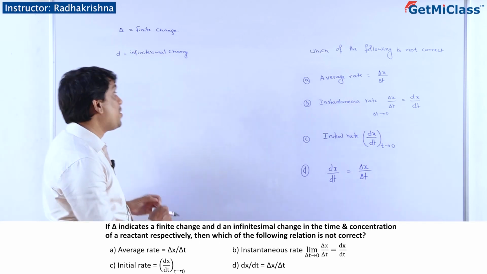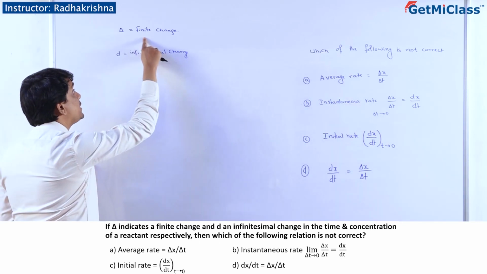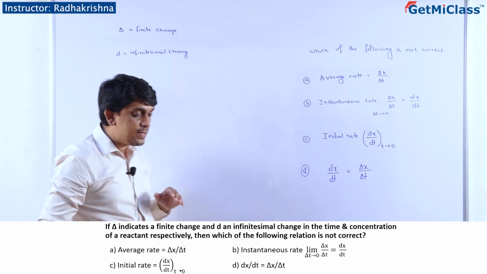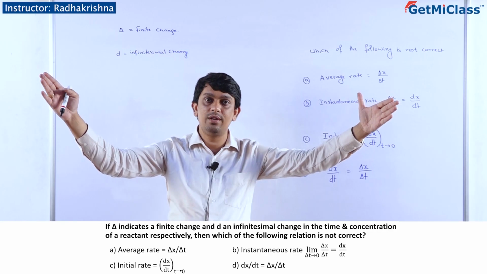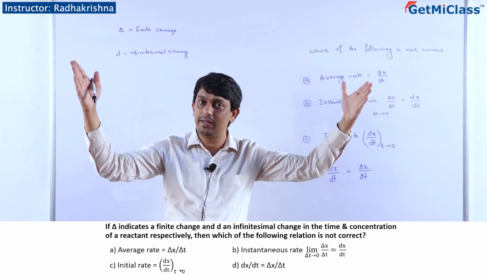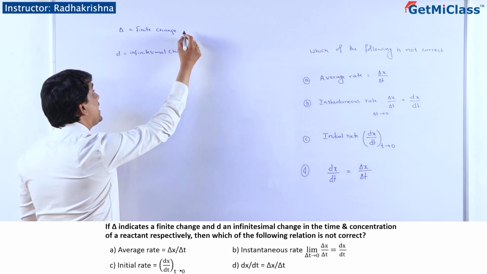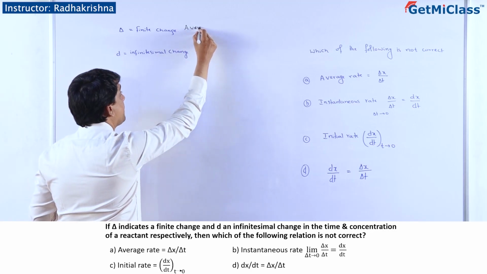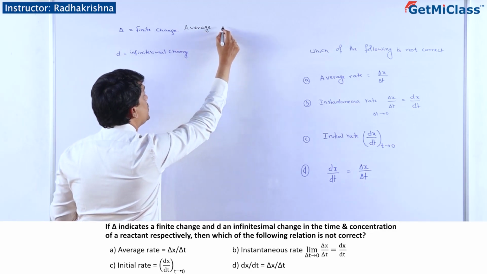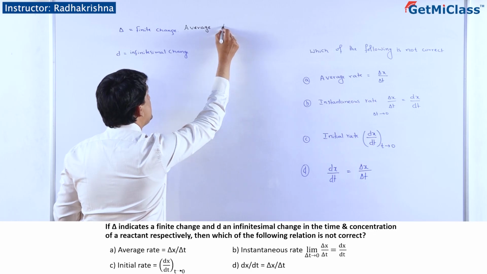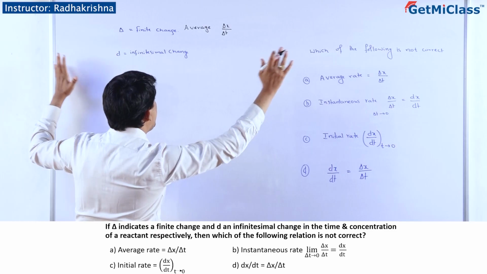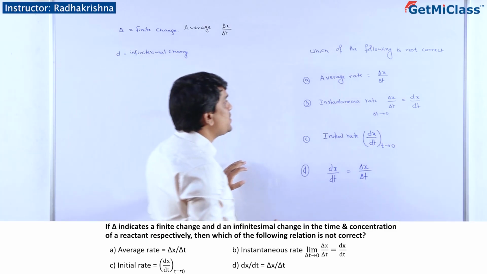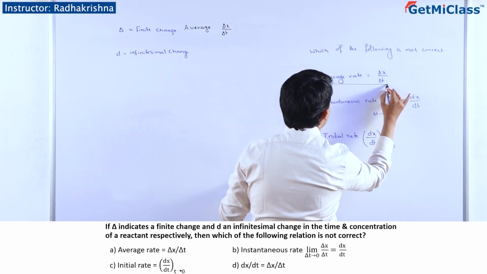Students, they are talking about here delta, which is a finite change. That means I'm talking here about the change in concentration for a large time interval. I will call it the average rate. I'm writing average rate as a change in concentration with respect to the long time interval. So average rate is given by delta x by delta t.